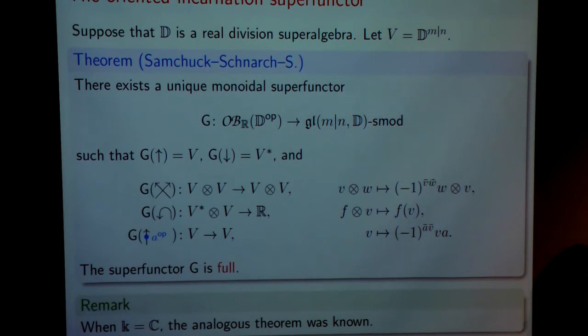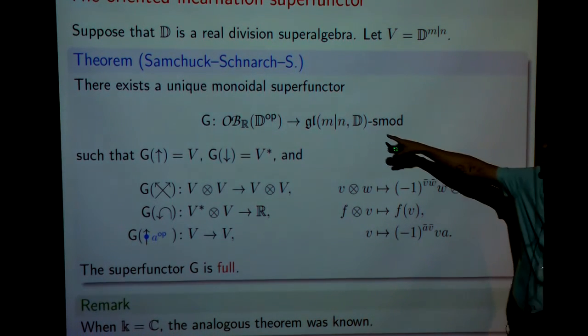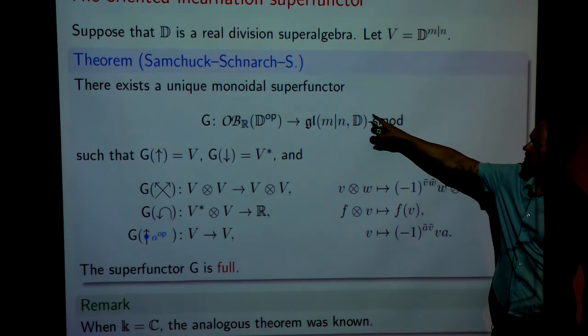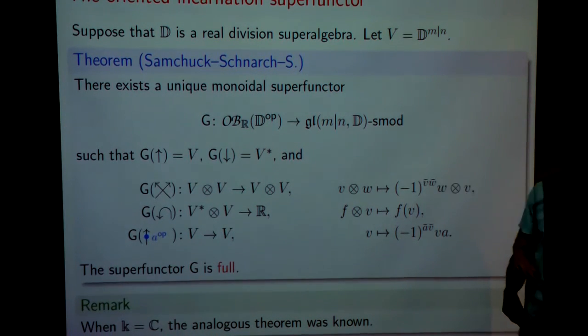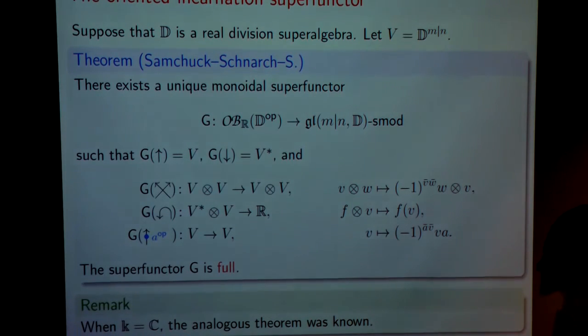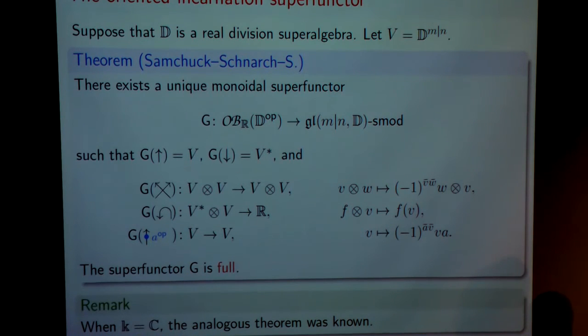Yeah. Why is it right multiplication? Well, because if you want to think of this as some module in this category, it's both a module over GL(m|n) and over D. You want the D to act on the right because the GL(m|n) acts on the left. You can put everything on the left, but then it is just awkward. It's better to have it on the right.